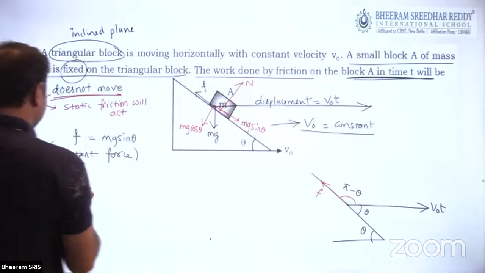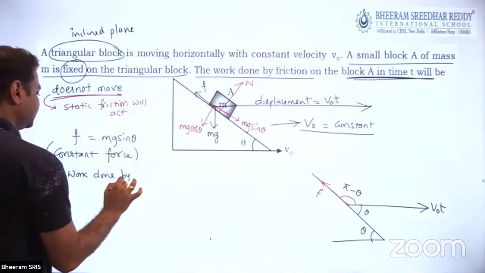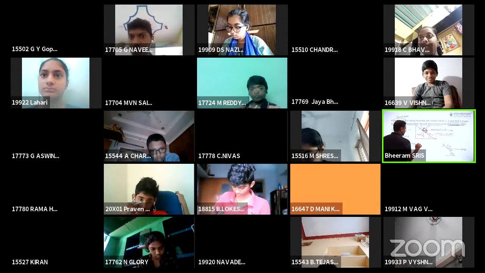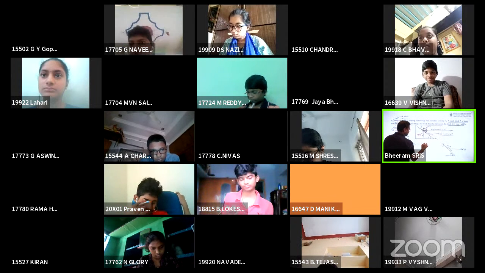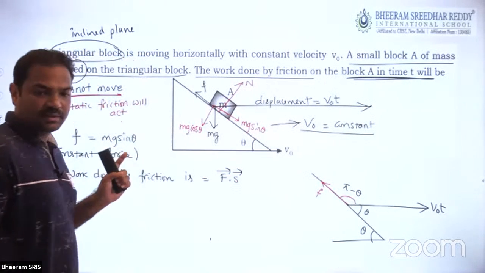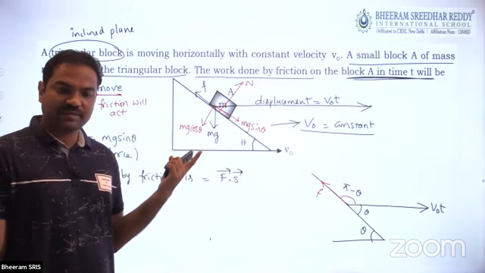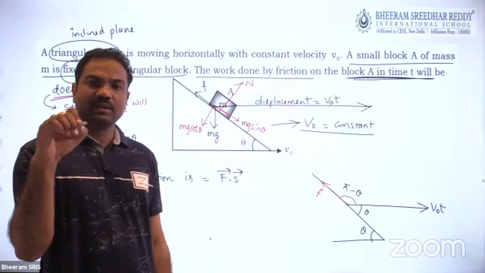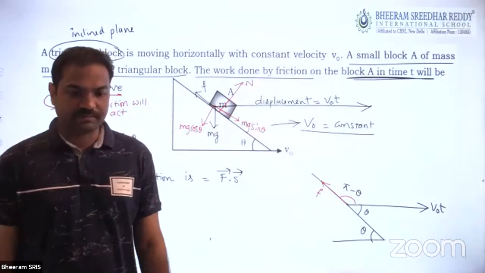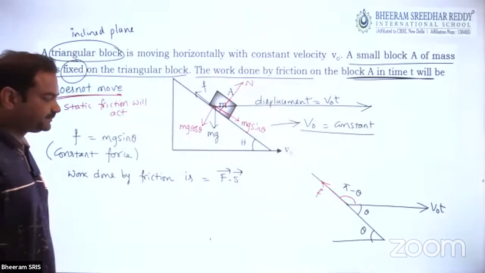Then what is the work done by friction? Now I can write down the work done by friction. How to write it? I can apply the formula F bar dot S bar. Why am I able to write F bar dot S bar? Because the force is constant. If the force is variable, we have to go for the integral of F ds cos theta, using integration. So as the force is constant, I can use F bar dot S bar directly.